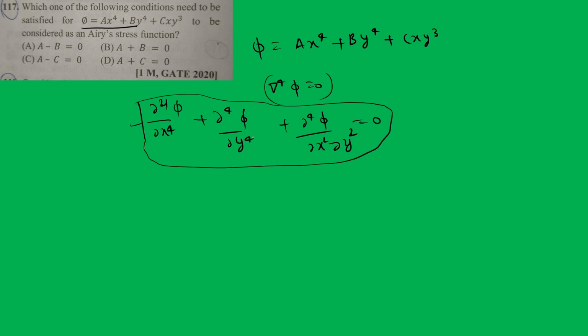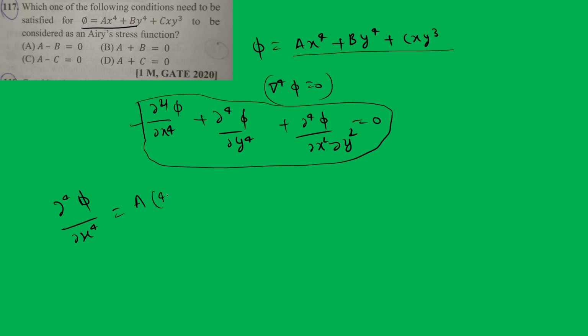So if that is, then they satisfy the stress function. Now what would be ∂⁴φ/∂x⁴? The term that does not have x will definitely go to 0. So the b term will go to 0, and the term that has x to a power less than 4 will go to 0. This one will be left.